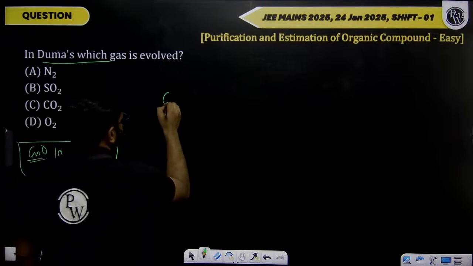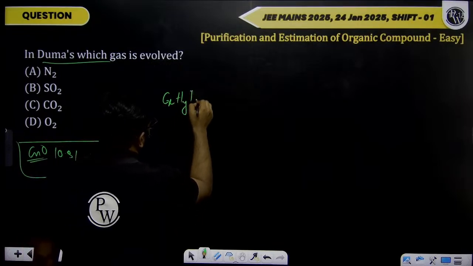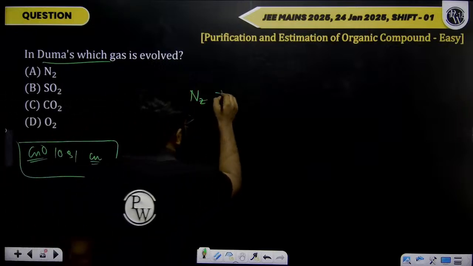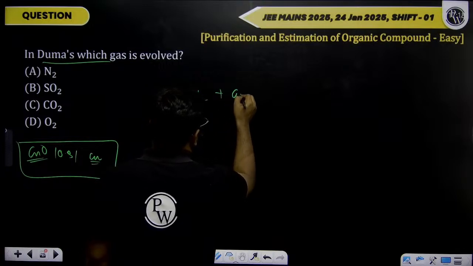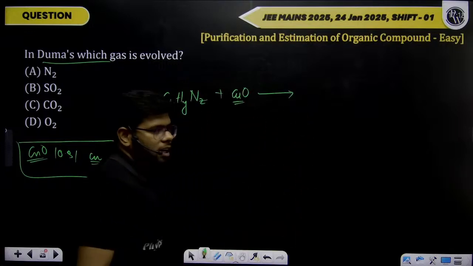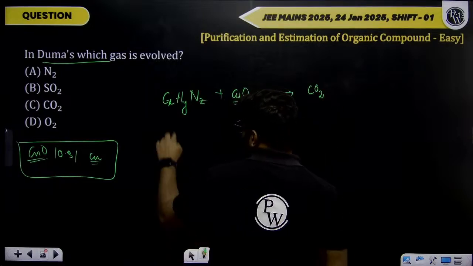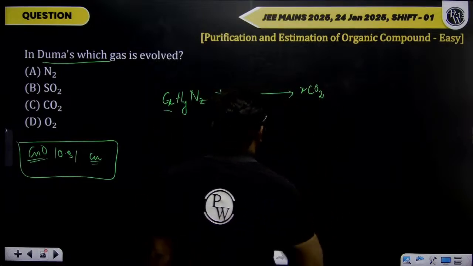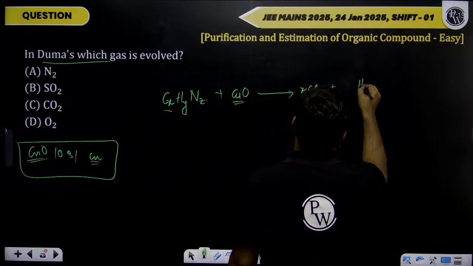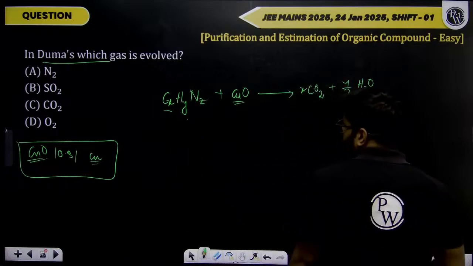Now take an example: suppose I have CxHyNz, this is my organic compound. If this organic compound is reacting with copper oxide, this copper oxide is a strong oxidizing agent, it will be oxidizing carbon into carbon dioxide, correct. So how many carbons are present? x, so this will be x CO2. Now hydrogen will be converted into water, H2O. How many hydrogens are there? y, so this will be y by 2.